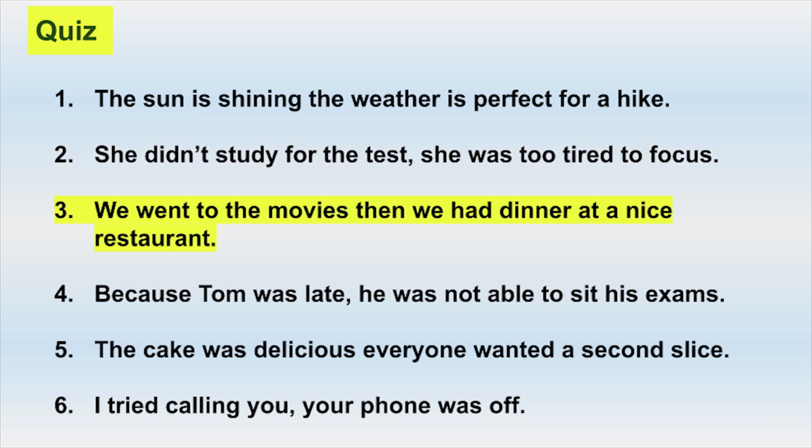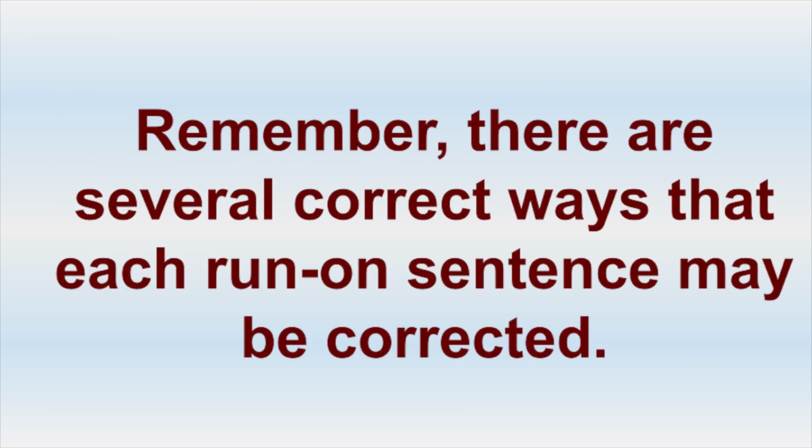Number 3. We went to the movies, then we had dinner at a nice restaurant. Number 4. Because Tom was late, he was not able to sit his exams. Number 5. The cake was delicious. Everyone wanted a second slice. And number 6. I tried calling you. Your phone was off. Let's do the corrections. Remember, there are several correct ways that each run-on sentence may be corrected.